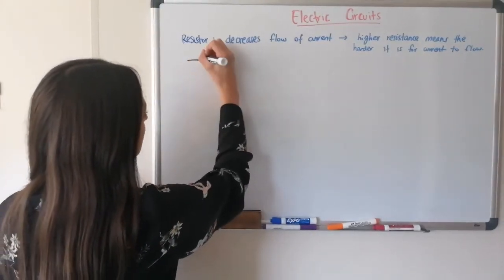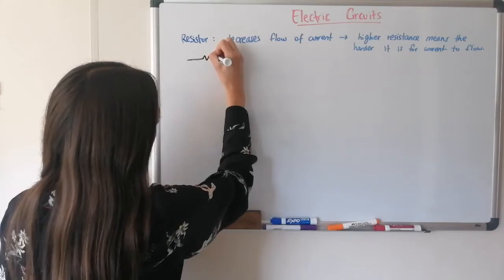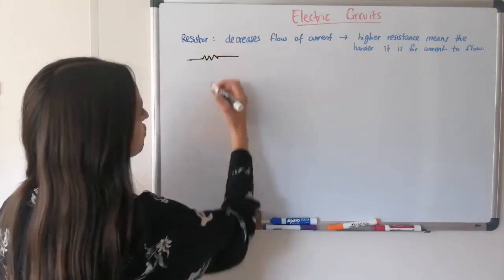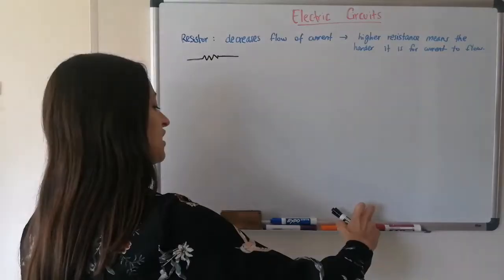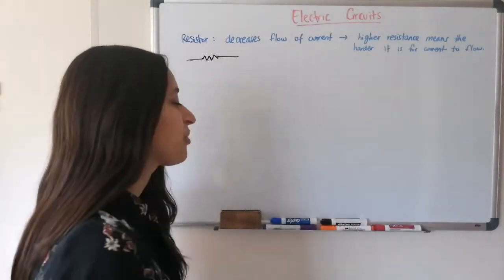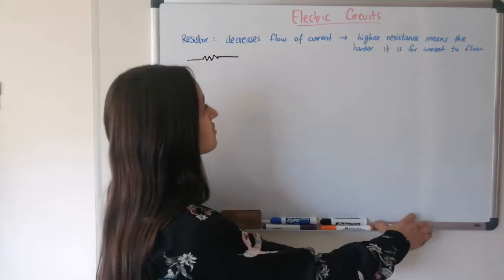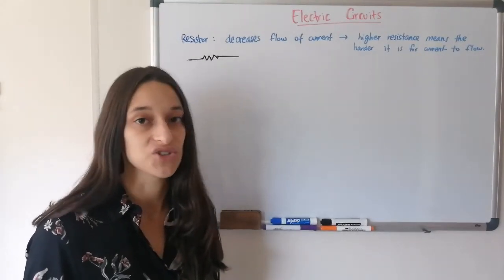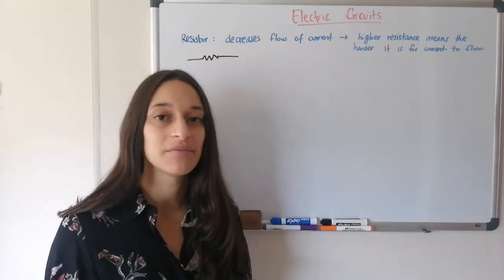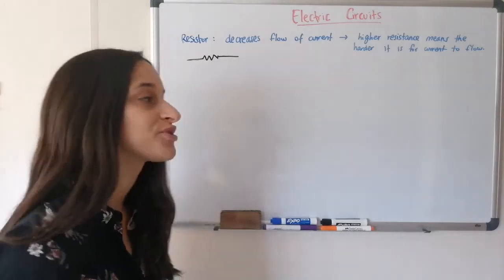And you might remember that resistors look like this: a squiggly line with sharp corners. That's the symbol for resistors in a circuit. So by how much does this flow of current decrease when you have a resistor in a circuit? That's given by a mathematical equation called Ohm's Law.